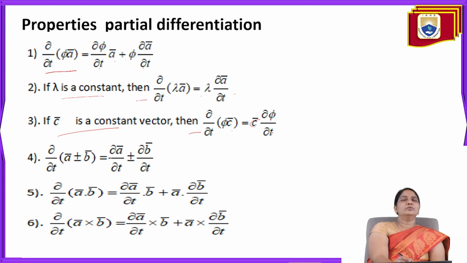Next, the same formulas we saw before are observed here. ∂/∂t of (a bar plus or minus b bar) equals ∂a bar/∂t plus or minus ∂b bar/∂t. Next, ∂/∂t of (a bar dot b bar) equals ∂a bar/∂t dot b bar plus a bar dot ∂b bar/∂t. For the cross product, it is ∂a bar/∂t cross b bar plus a bar cross ∂b bar/∂t.